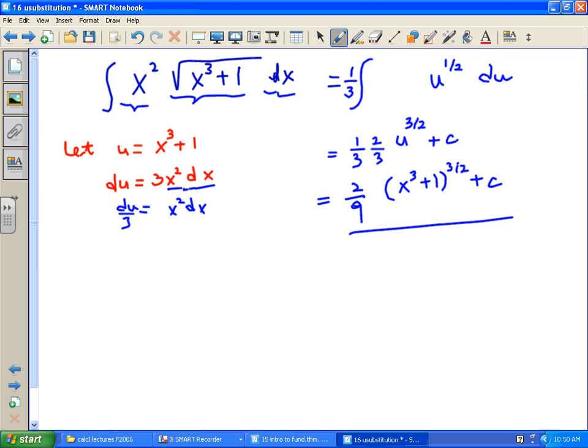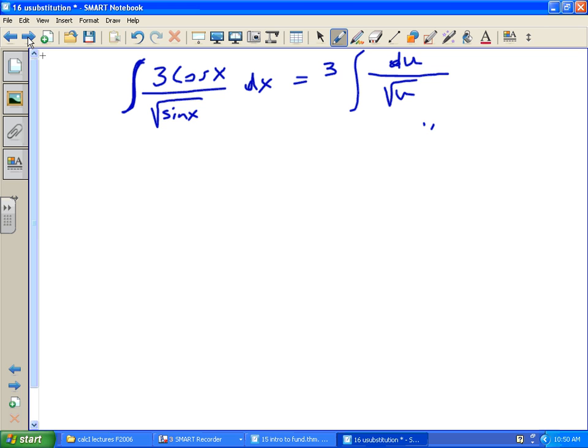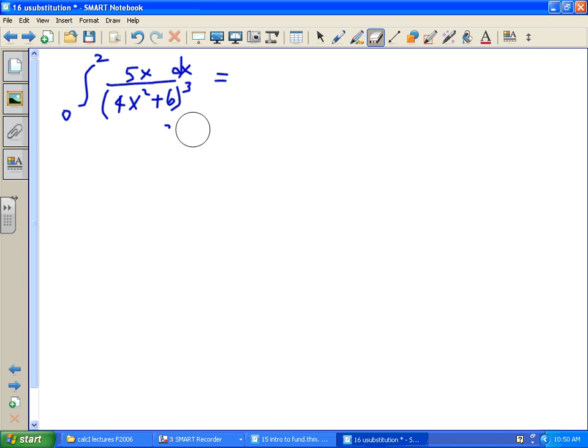Okay. Let's do another example. As a matter of fact, I think we're going to do this in a minute, but I want to add one more before that one. Give me 1 second. Let me check if it's not here. Okay, here it is. At the moment, don't worry about the limits of integration. Assume they're not even there. Let's do the integral of 5x over quantity 4x squared plus 6 to the 3rd power.